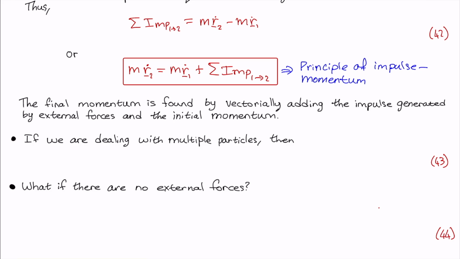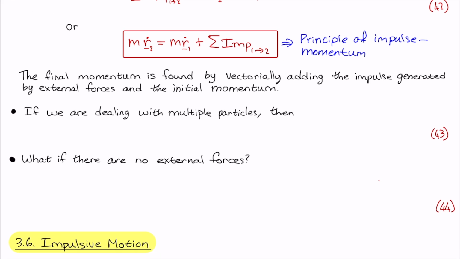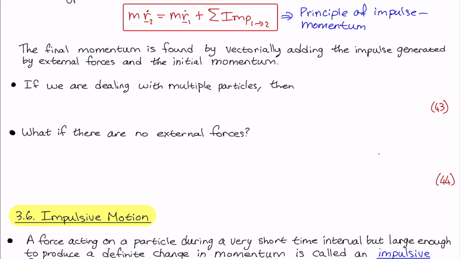And if we're dealing with multiple particles, then we can just extend this further. In that case, we'll have that the sum of the linear momentums, and we'll write this as the sum, and we're going to use i to represent each particle, so m_i times r dot i2, where r dot i2 represents the velocity of the ith particle at time t2, and this is going to be equal to the sum of m_i r dot i1 plus the sum of the impulses from 1 to 2.